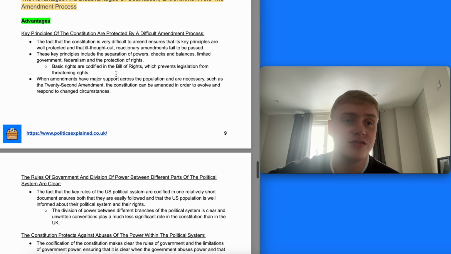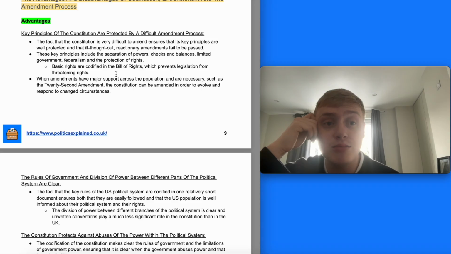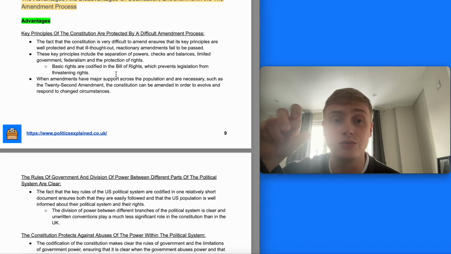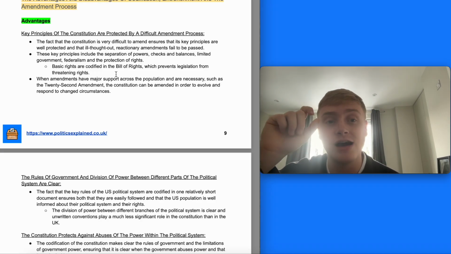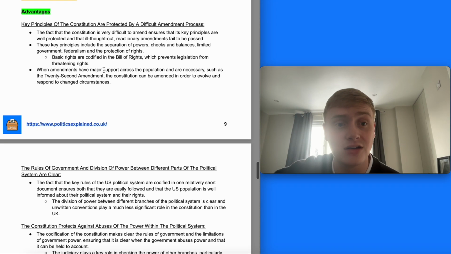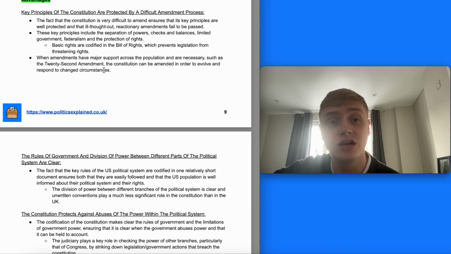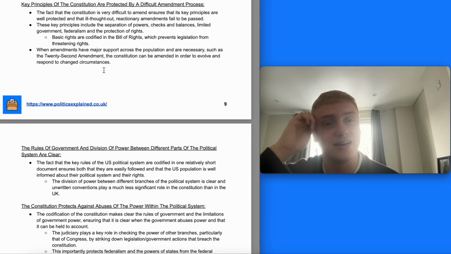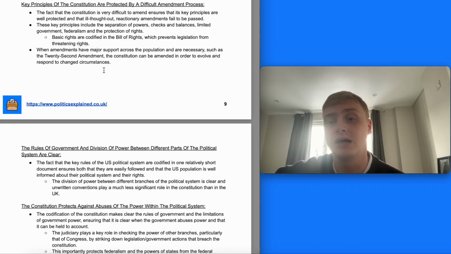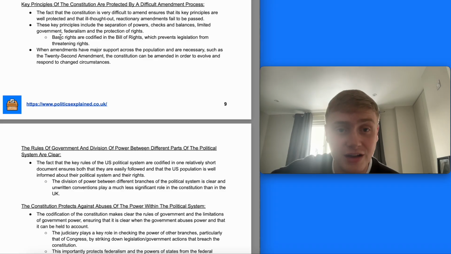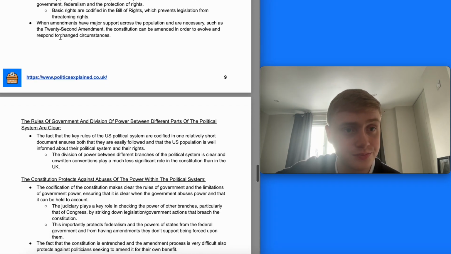In terms of advantages, the first key advantage is that the key principles of the Constitution are protected by a difficult amendment process. The fact that it's very difficult to amend ensures that its key principles are well protected and that ill-thought-out reactionary amendments fail to be passed. These key principles, which we'll look at in the next video, include the separation of powers, checks and balances, limited government, federalism, and the protection of rights. So basic rights are codified in the Bill of Rights, which prevents legislation from threatening rights.